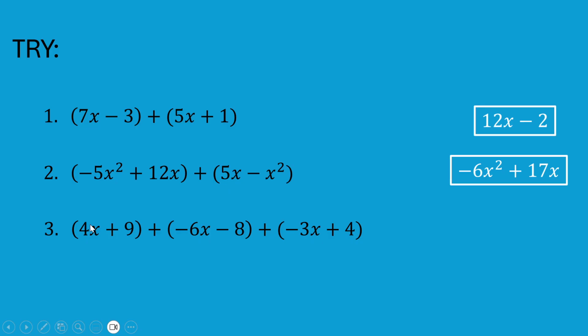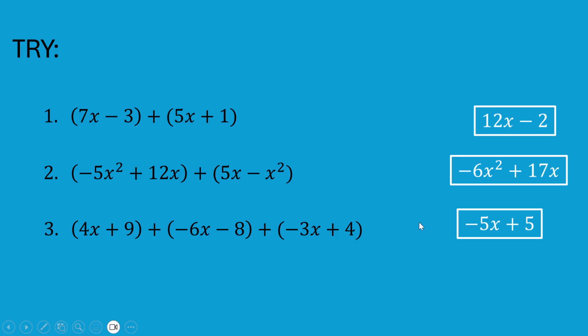So here, the like terms are 4x, negative 6x, negative 3x. So 4 minus 6 is negative 2. Negative 2 and negative 3 is negative 5x. Okay? And then 9 minus 8 plus 4 is 5. So you should have gotten these 3 answers.